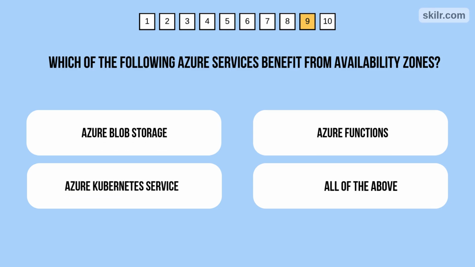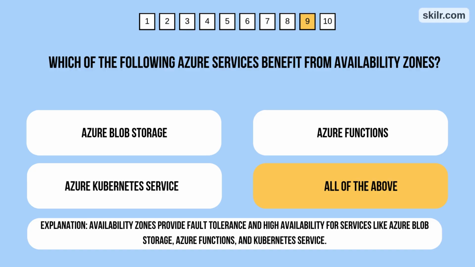Question 9. Which of the following Azure services benefit from availability zones? The answer is all of the above, as availability zones provide fault tolerance and high availability for services like Azure Blob Storage, Azure Functions, and Kubernetes Service.